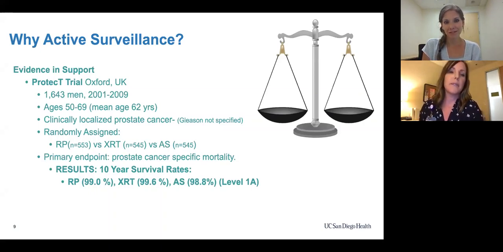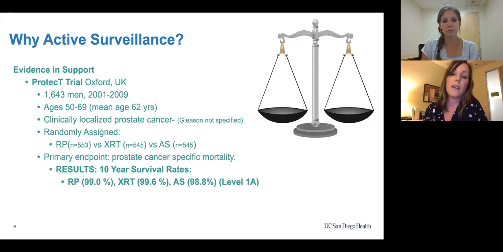How do we know that it's safe to monitor men with low risk prostate cancer? Shouldn't we be treating any and all men who have cancer as soon as possible? Well, a group in the UK published a randomized controlled trial in 2016. They recruited 1,643 men ages 50 to 69 with clinically localized prostate cancer. And they compared treatment with either surgery or radiation versus active surveillance. The study's primary endpoint was prostate cancer-specific mortality, more specifically their 10-year survival rate. And you'll see when comparing the three options, there was very little difference.